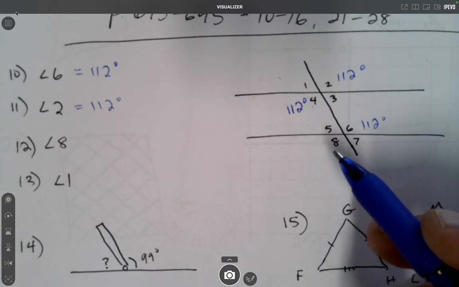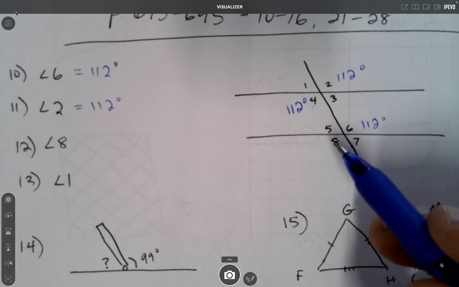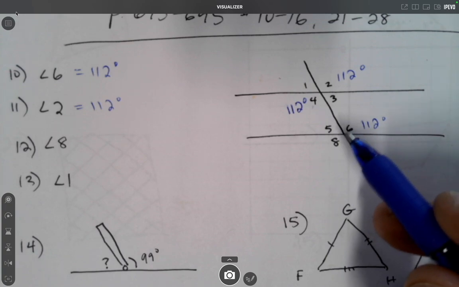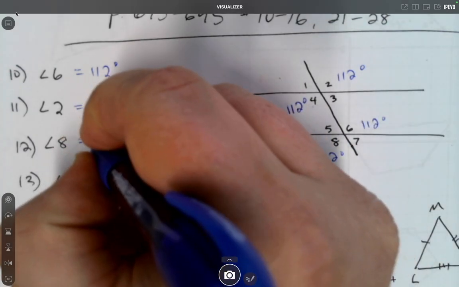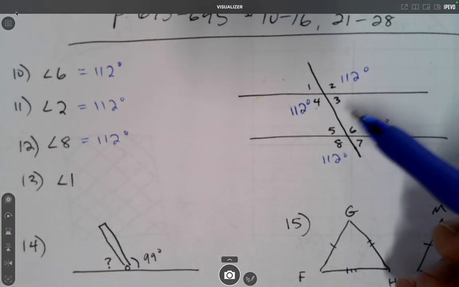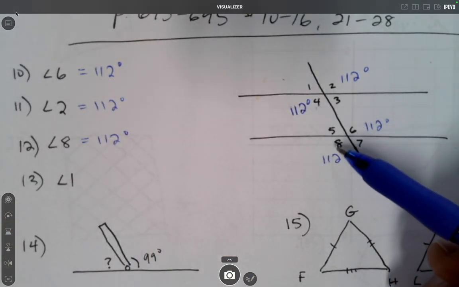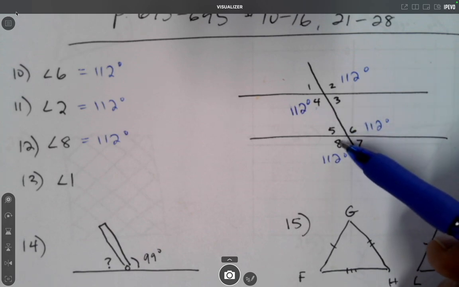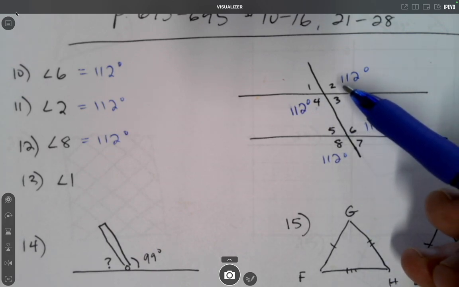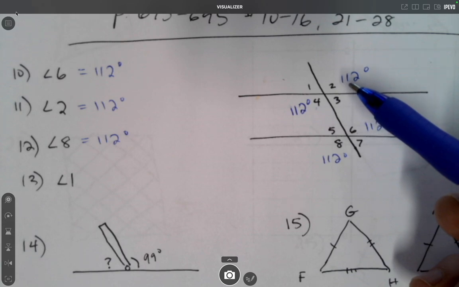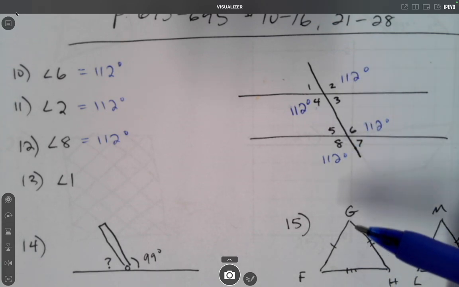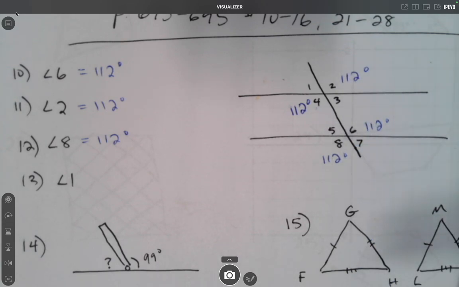Okay, angle 8 we could figure out several different ways also. Angle 8 is vertical with angle 6, meaning they're congruent. You could also point out that 4 and 8, since they're both in the lower left of their group of 4, are corresponding, so they're congruent. 2 and 8 are alternate exterior. They're on alternate sides of the transversal, and they're both outside the parallel lines, so they're congruent.